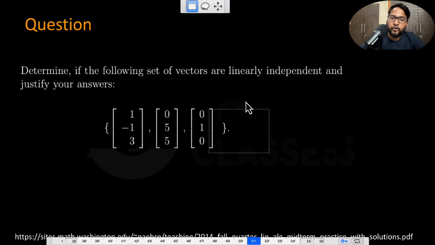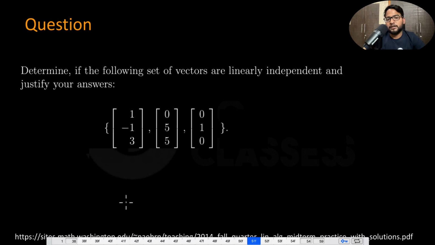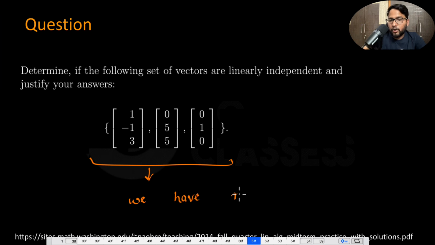So see, if there are 4 vectors, then you are sure these are linearly dependent. But what about the 3 vectors? Then you don't know, which means that till now we have not seen any method to check this. So for this variation, you will say that we have not studied how to check.